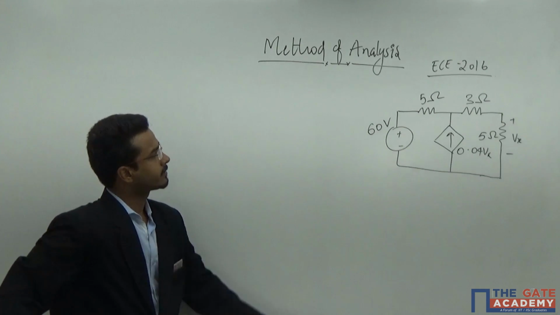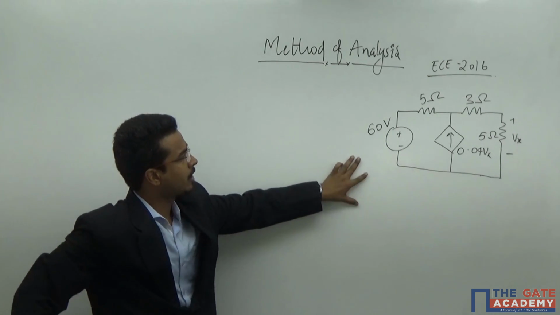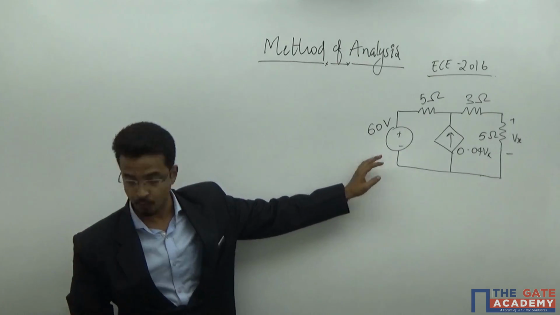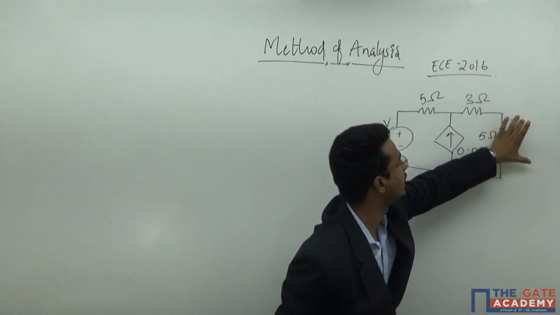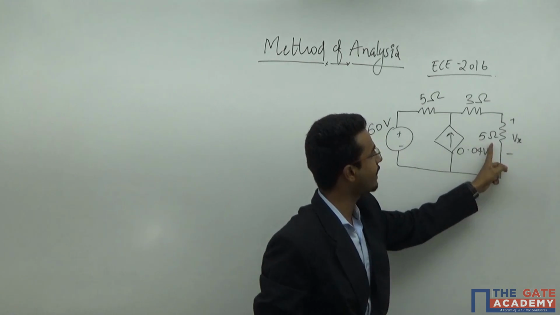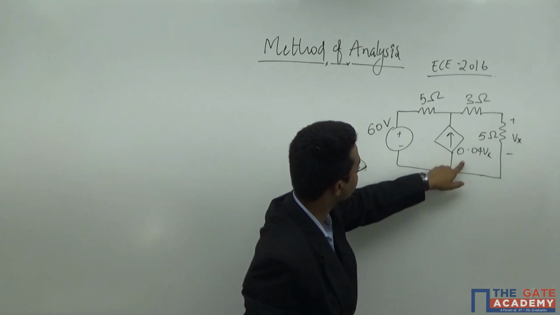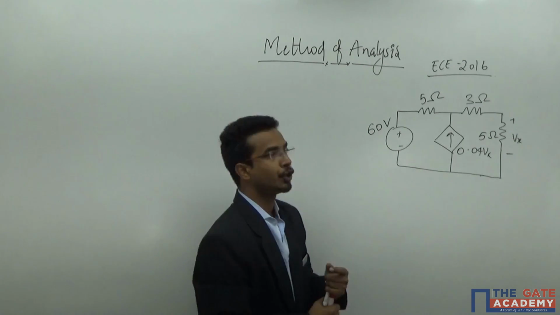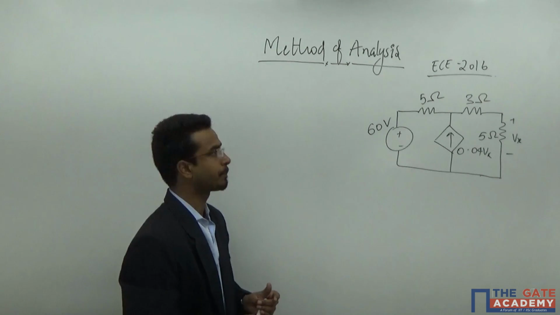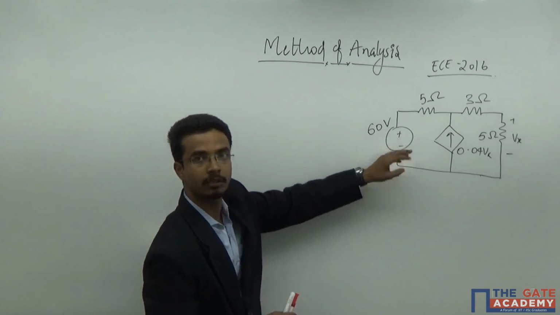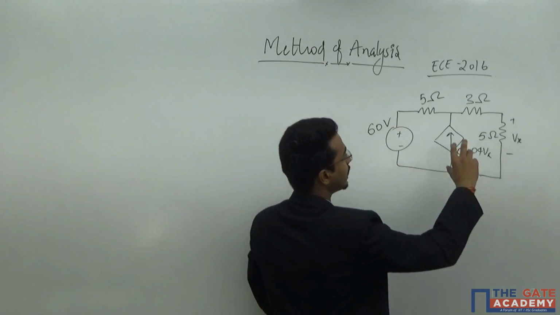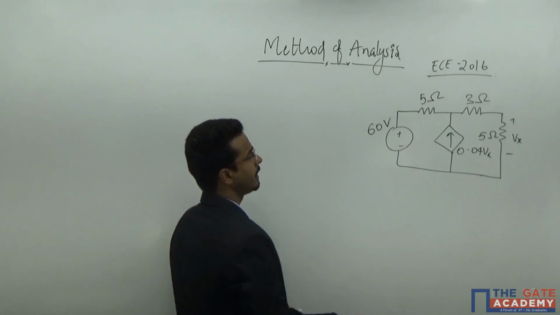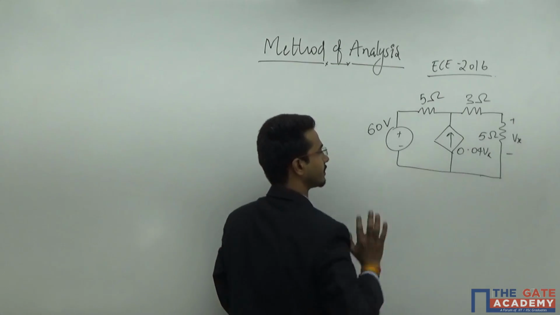Now, this is the circuit where I want to know the value of Vx. That means the potential across the 5 ohm resistor. Here you have one dependent source whose value depends on this. Firstly, we have to choose the method. Here we will solve it with nodal analysis. We first have to identify how many nodes there are. One node is this and the second node is this.